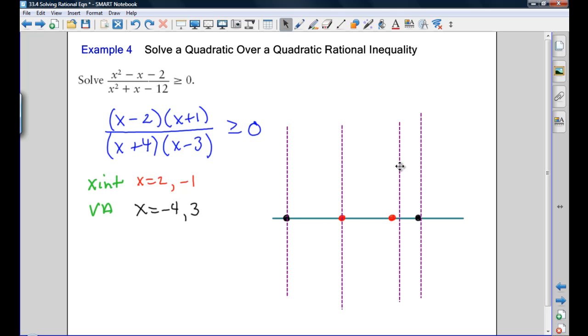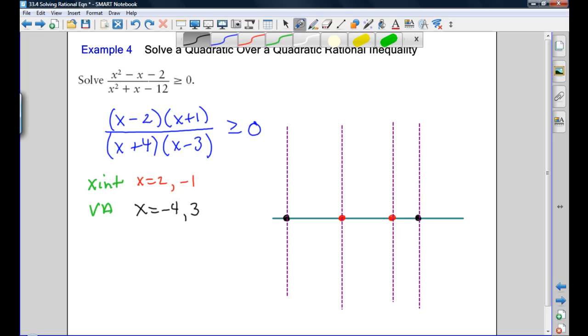This is the example where we worked in a previous lesson with what are called test points. What I would like to do is pick a point to the left of negative 4. So logically I'm going to pick negative 5. I'm going to plug negative 5 into the expression. If this side is greater than, meaning a positive number, or equal to 0, then it's part of my solution. So here's what it looks like.